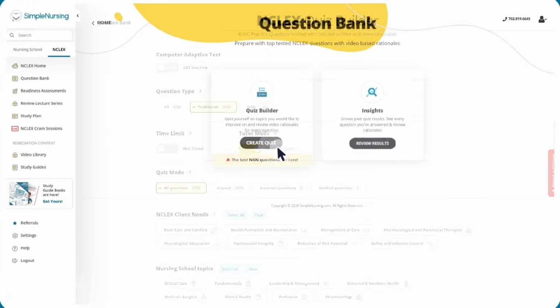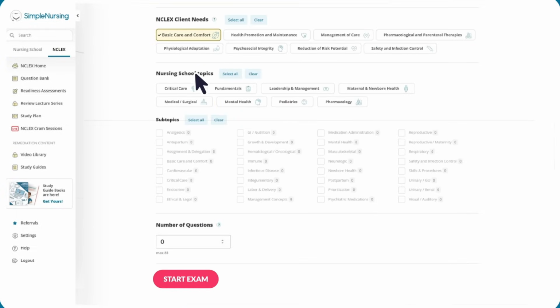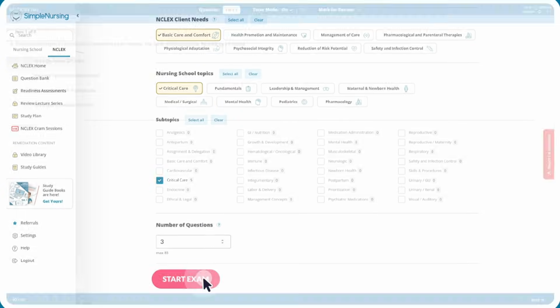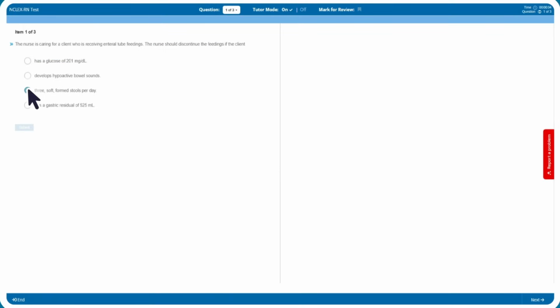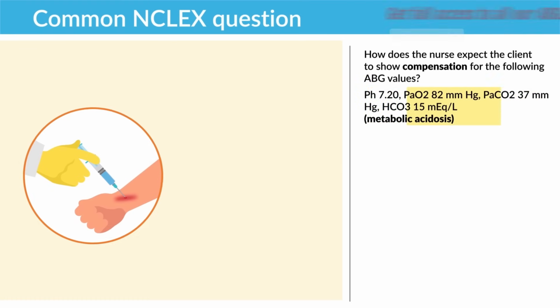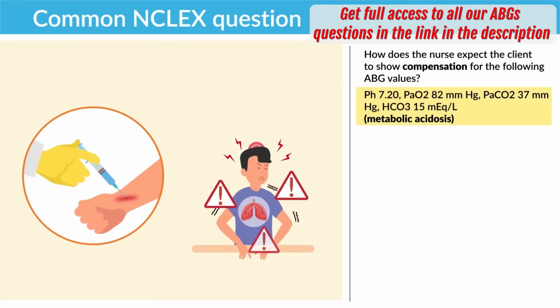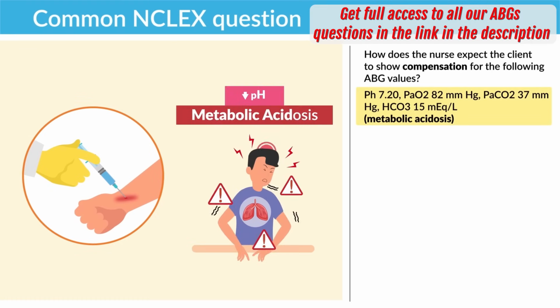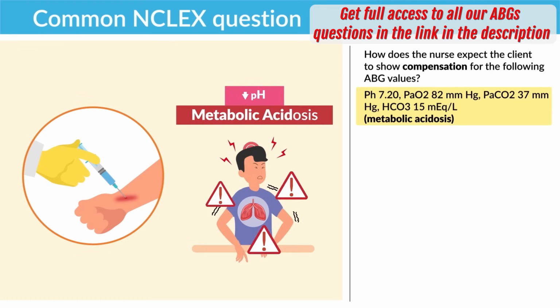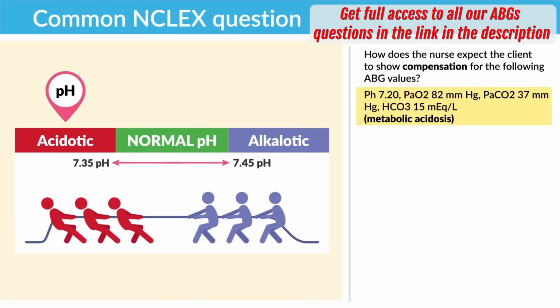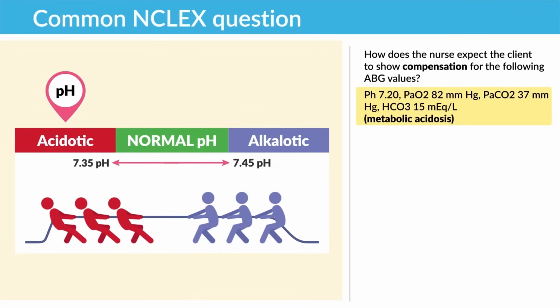Here's another common NCLEX question, pulled from our extensive library of over 8,000 combined questions in our nursing school and NCLEX memberships. ABG numbers for a client in metabolic acidosis, asking how does the nurse expect the client to show compensation? And a little side note, don't worry about interpreting all these crazy numbers, we'll break this down next.